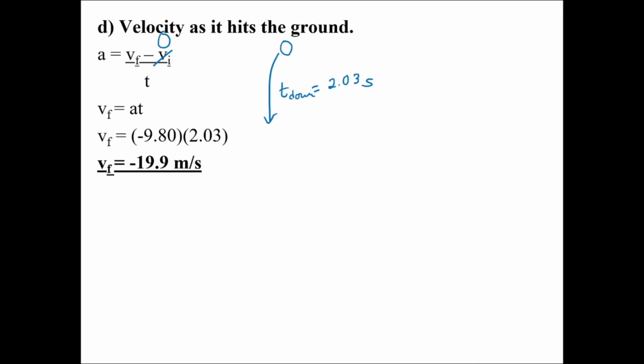Multiply them together. And you're going to see that this is about twice as much as the 10 meters, right? Because that's pretty close to 20. But it's negative. The reason it's negative is because V final is going to be pointing downwards because it's hitting the ground.